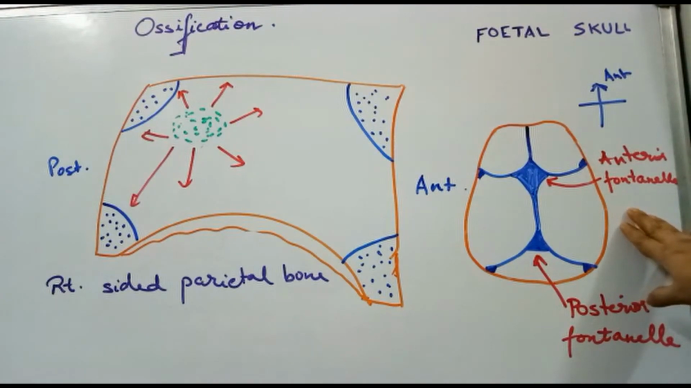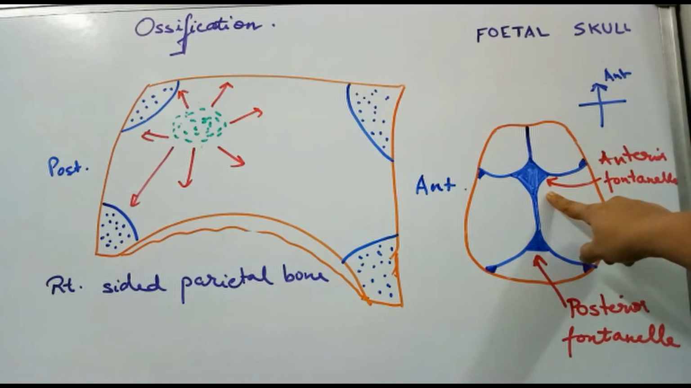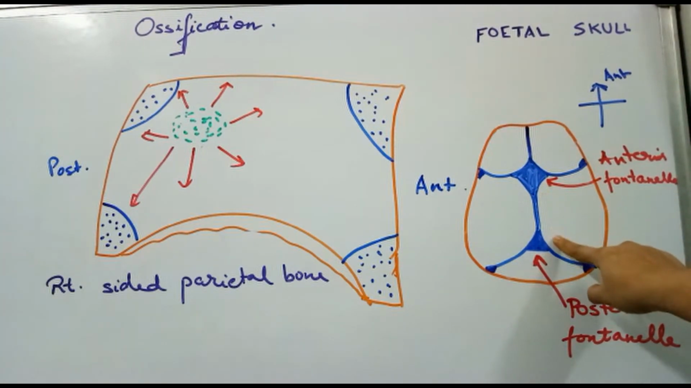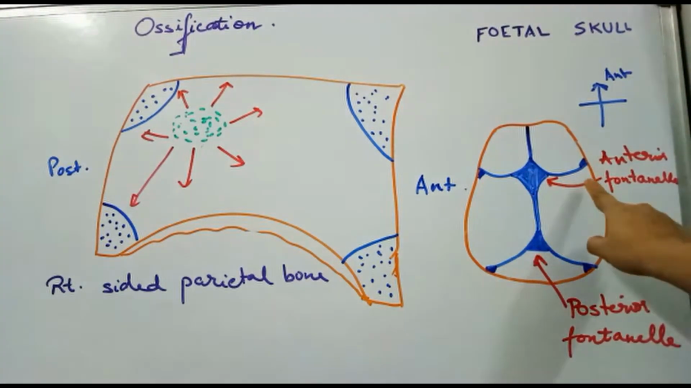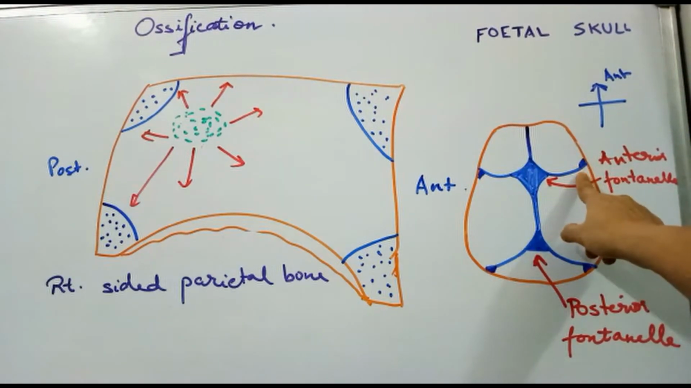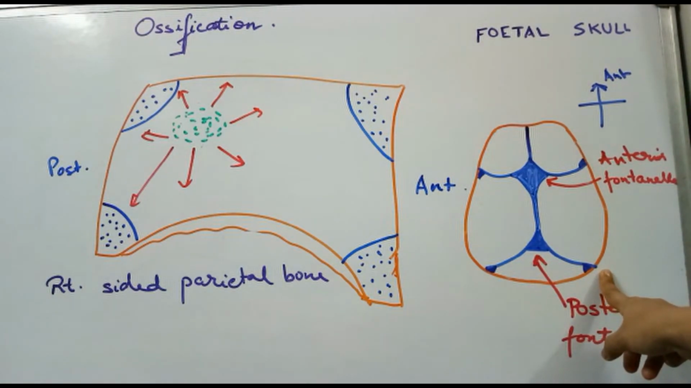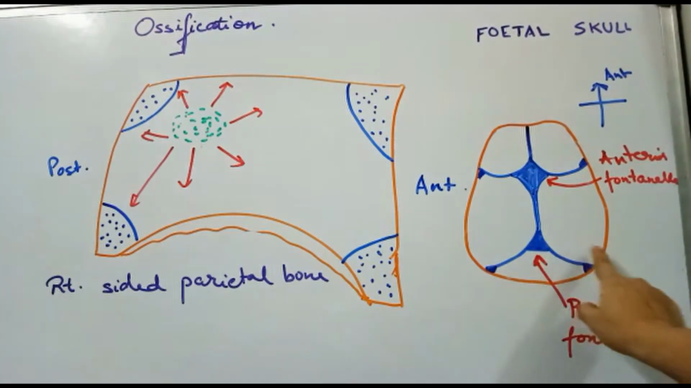This is a view of the vault of the fetal skull. In the region of the bregma, we can see a diamond-shaped unossified membranous gap. This is the anterior fontanelle. Behind that, in the region of the lambda, we have the posterior fontanelle. In the regions of the antero-inferior angle of the parietal bone, we will have the paired anterolateral fontanelles. In the region of the posterior-inferior angles, we will have the posterolateral fontanelles. So in the fetal skull, altogether, we will have 6 fontanelles: 1, 2, 3, 4, 5 and 6.